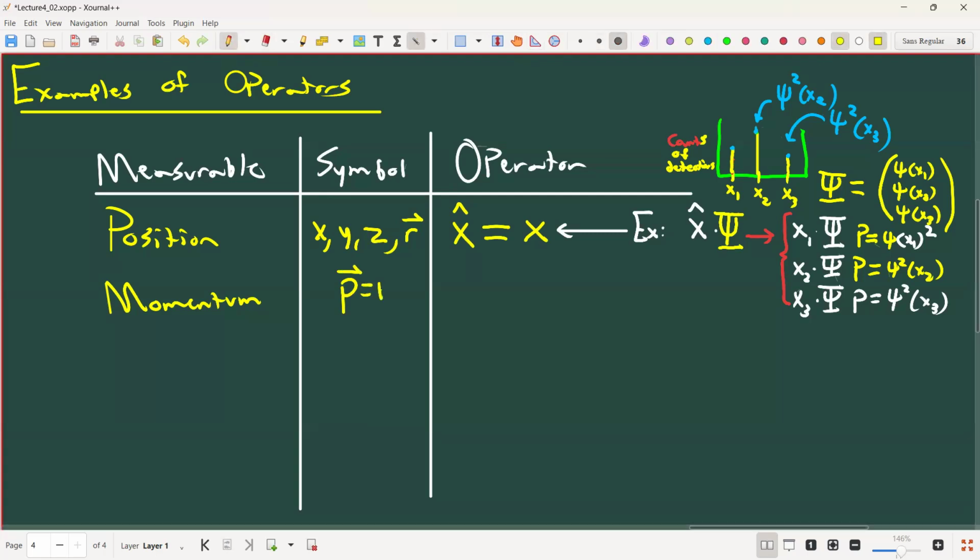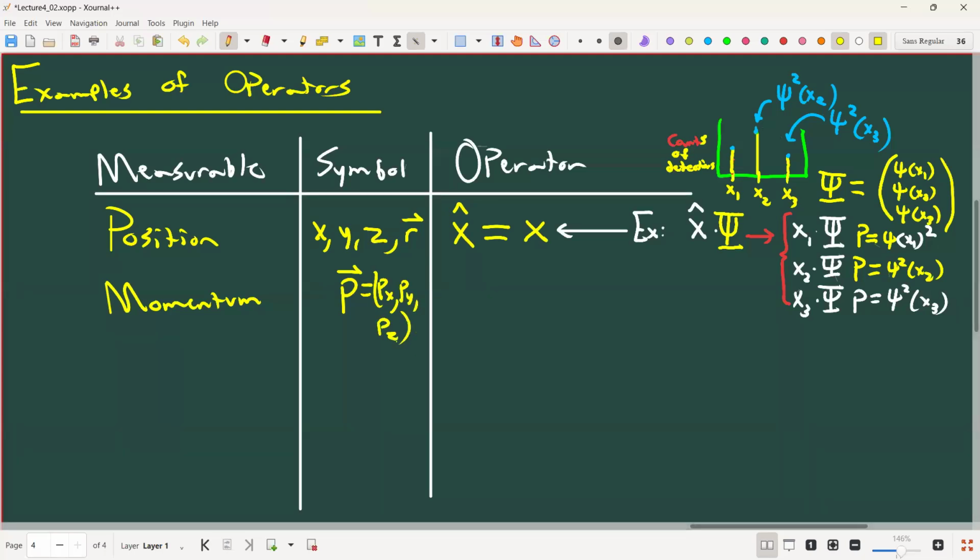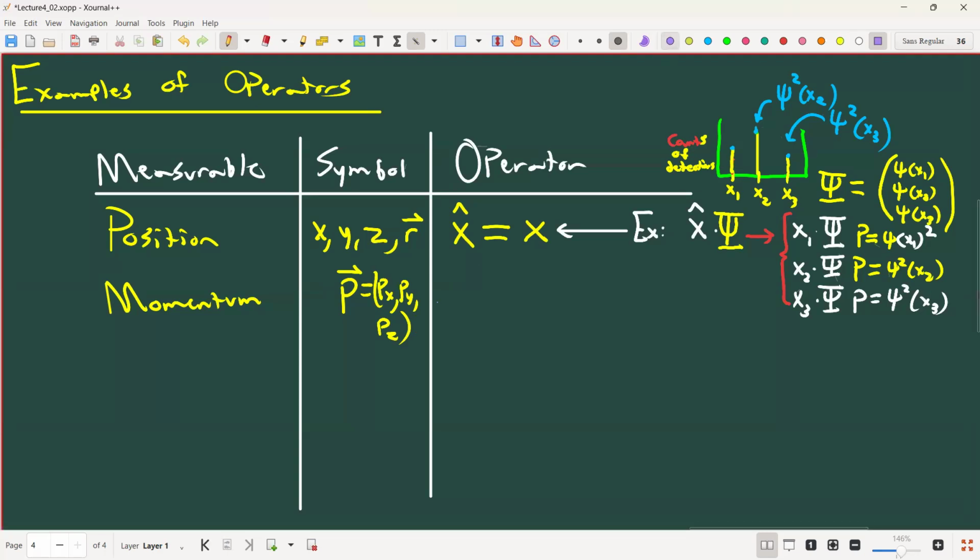Right? And I might call it Px, Py, and Pz. All right, it's a vector. Remember, it's m times v, mass times velocity. That's how Pavlovsky would teach it to you. The operator, however, does not look like that at all. It has a very strange behavior, a very strange formula.